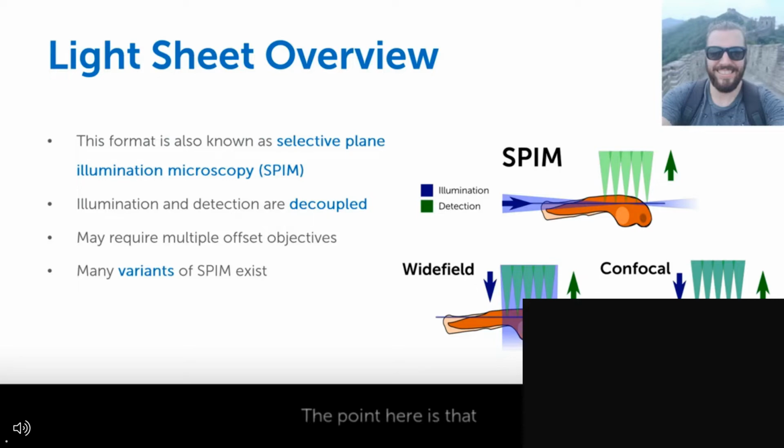The point here is that this is the most basic form of light sheet microscopy, and there are many different variants of SPIM. The objectives can be in all sorts of different places. You may require multiple illumination or detection objectives. This is the basic format that has evolved over the years to meet different needs in imaging.